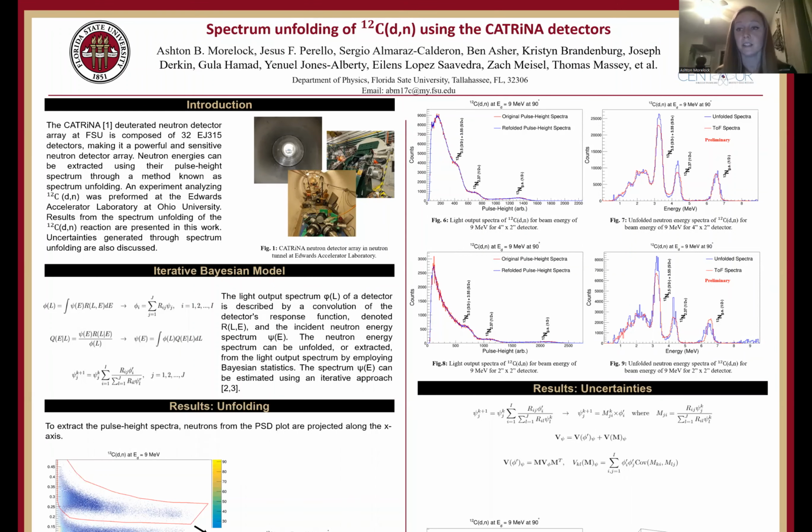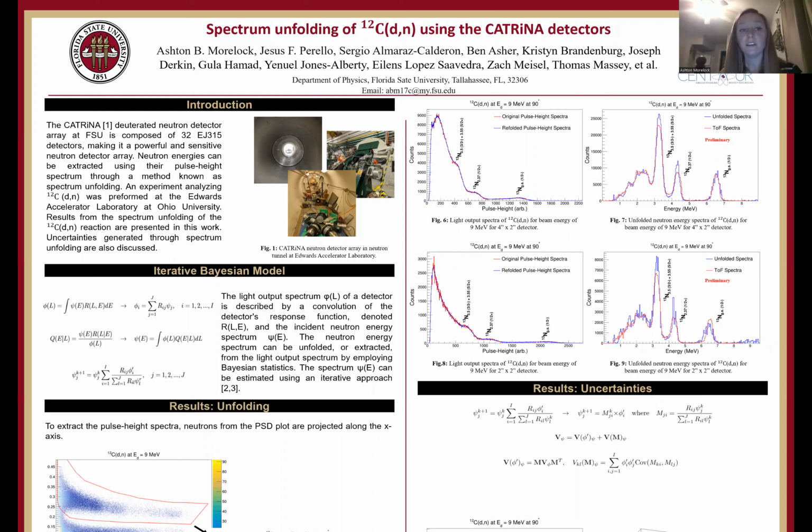KATRINA is the Compound Array for Transfer Reactions in Nuclear Astrophysics, and it is composed of 32 deuterated benzene liquid scintillators. 16 of the detectors contain the scintillating material in a 4-inch by 2-inch aluminum cell, and the other 16 detectors contain the scintillating material in a 2-inch by 2-inch aluminum cell.